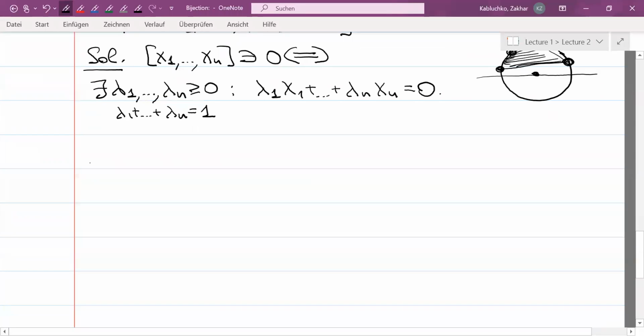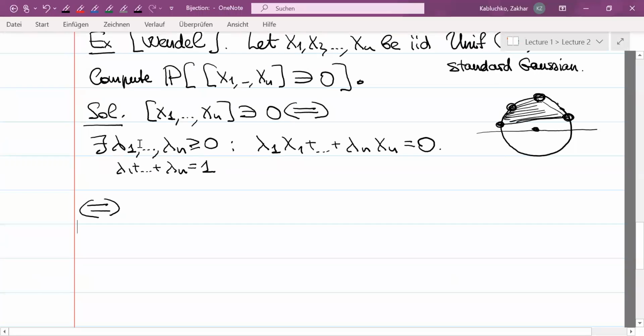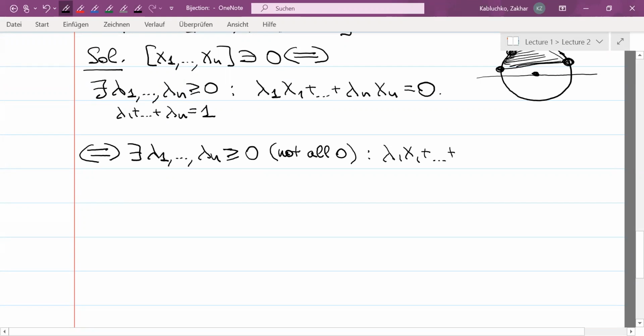Okay, now one can simplify this a little bit by doing the following thing. Suppose I have lambdas which are greater or equal than 0 such that the combination is 0, but there is no condition that the sum is 1. Then I can just divide by the sum, and after that the sum is 1. The only case in which this is not possible is if they are all 0. Then this is bad. So I can write this condition as follows. There are lambda 1, ..., lambda n greater or equal to 0, but not all 0, such that lambda 1 x1 plus and so on lambda n xn is 0. And now there is no condition on the sum.